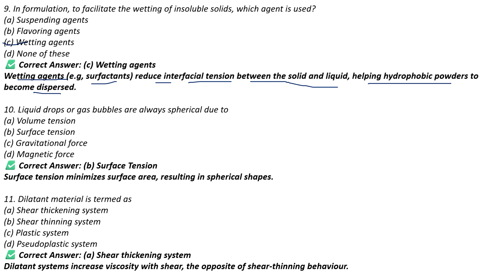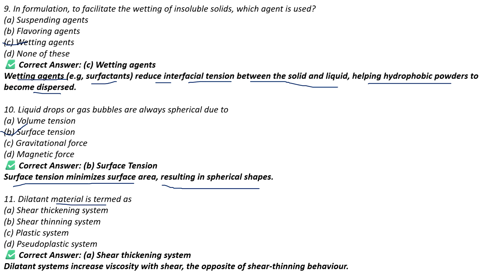Moving on to the next question. Liquid drops or gas bubbles are always spherical in shape due to: options given are volume tension, surface tension, gravitational force, magnetic force. So surface tension minimizes the surface area, which results in spherical shapes. So we can say option B, that is surface tension, is responsible for liquid drops or gas bubbles being spherical in shape.